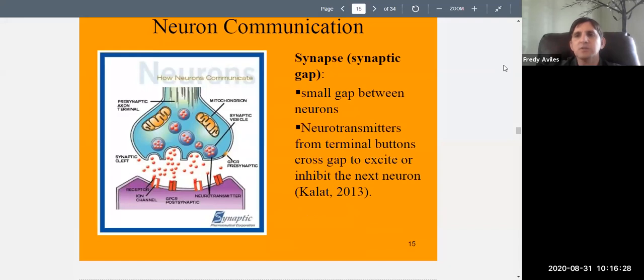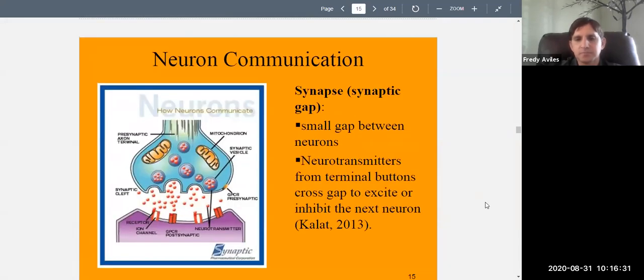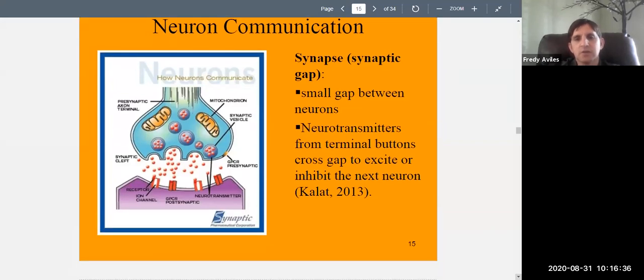More about neuron communication. The neurotransmitters, remember I said that they have to flow across to the next cell to affect the next cell, right? To tell the other cell to fire or not fire. Well, it turns out the neurotransmitters have to cross a little gap. That gap is called a synapse. The terminal buttons are not touching the dendrites of the next cell. The neurons aren't really touching. There's a gap, okay? And that gap is what the neurotransmitters have to cross. So the small gap between neurons is called a synapse or a synaptic gap. It's also called the synaptic cleft.